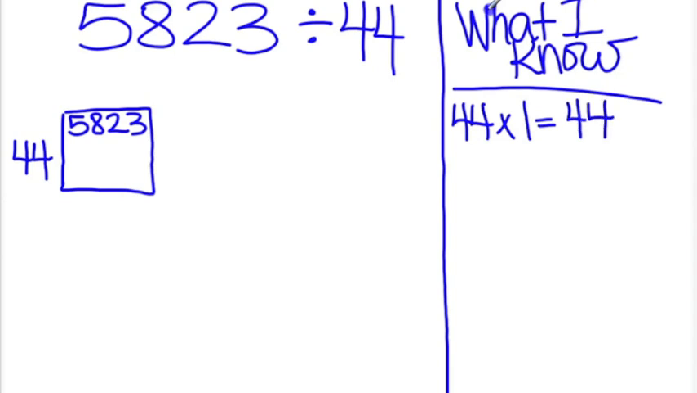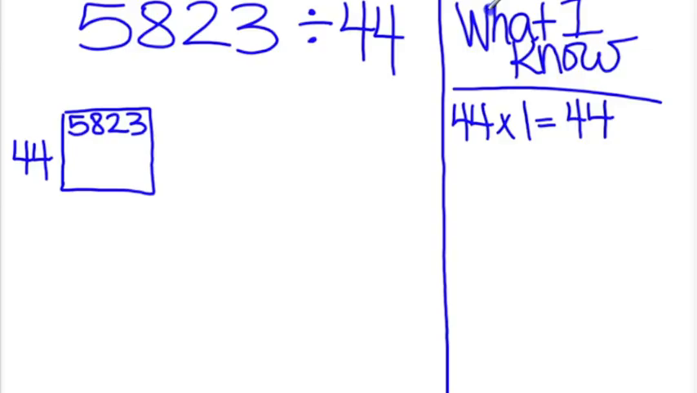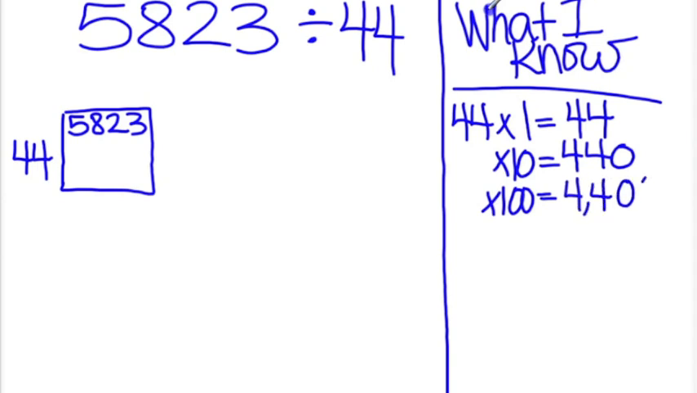Since we know what 44 times 1 is, we really know what 44 times 10 is. Raise your hand and tell me, what does 44 times 10 equal, Alyssa? Good. And since we know what 44 times 1 is and 44 times 10 is, we really know what 44 times 100 is, which is what, Ella? Perfect. And that is pretty darn close, right?